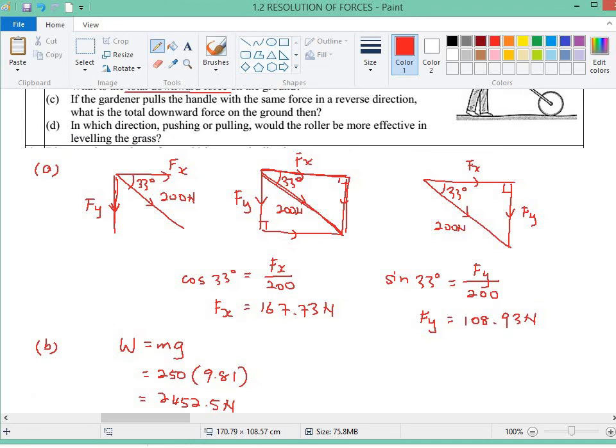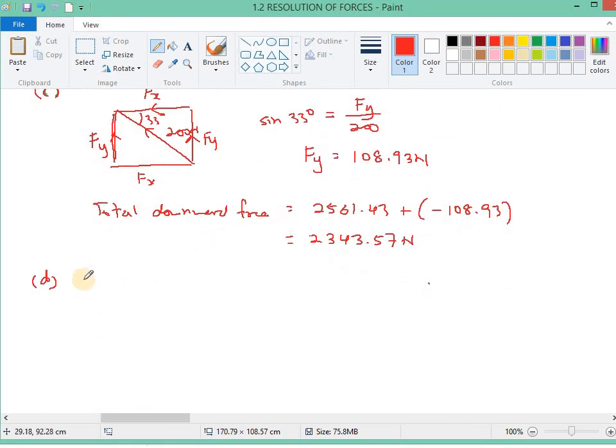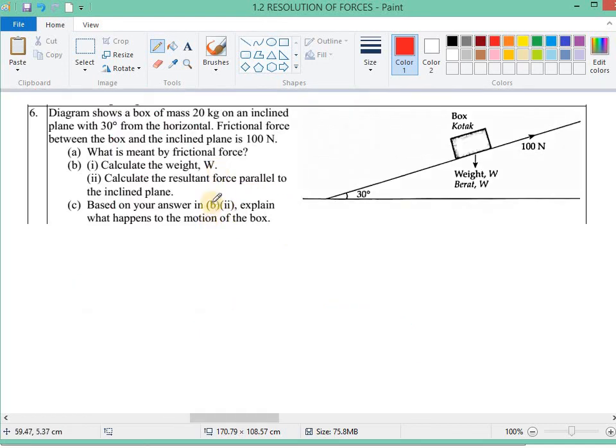So D, the question asks, in which direction, pushing or pulling, will the roller be more effective in leveling the grass? It will be pushing. Why is pushing better? The reason is very simple, because of the larger downward force. Very simple.